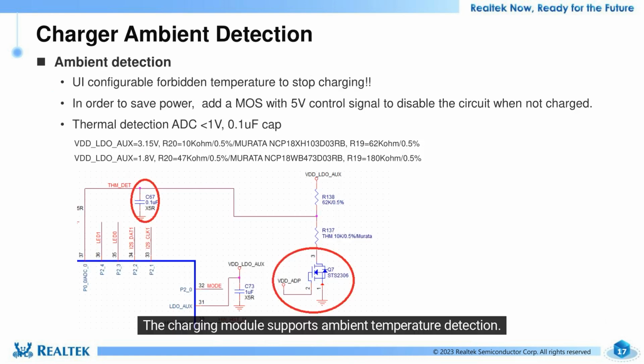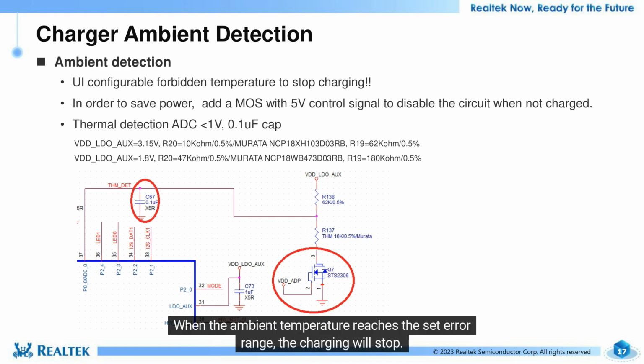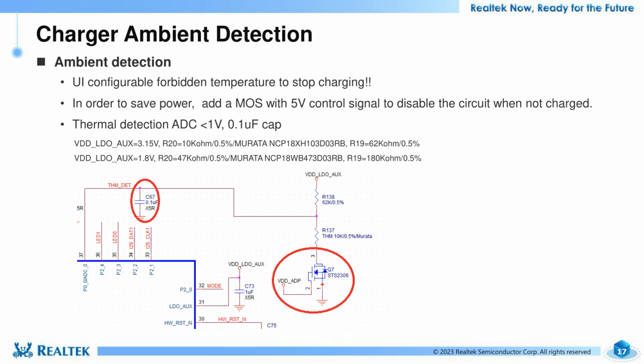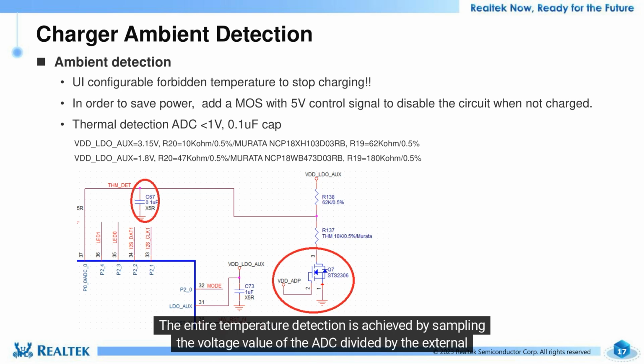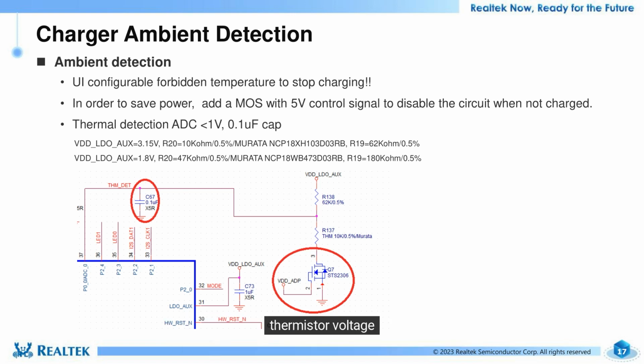The charging module supports ambient temperature detection. When the ambient temperature reaches the set error range, the charging will stop. When it reaches the warning range, the charging current will be halved. The values of the error and warning can be set with the MCU config tool. The entire temperature detection is achieved by sampling the voltage value of the ADC divided by the external thermistor voltage.